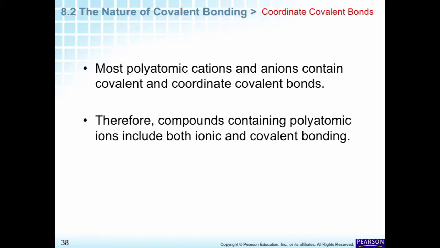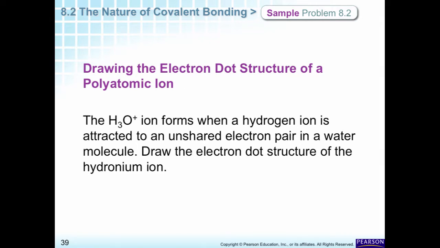Okay, polyatomic cations have covalent and coordinate covalent bonds because they usually have extra electrons. And also, polyatomic ions include both ionic and covalent bonding. So how would we draw the electron dot structure for such a species?